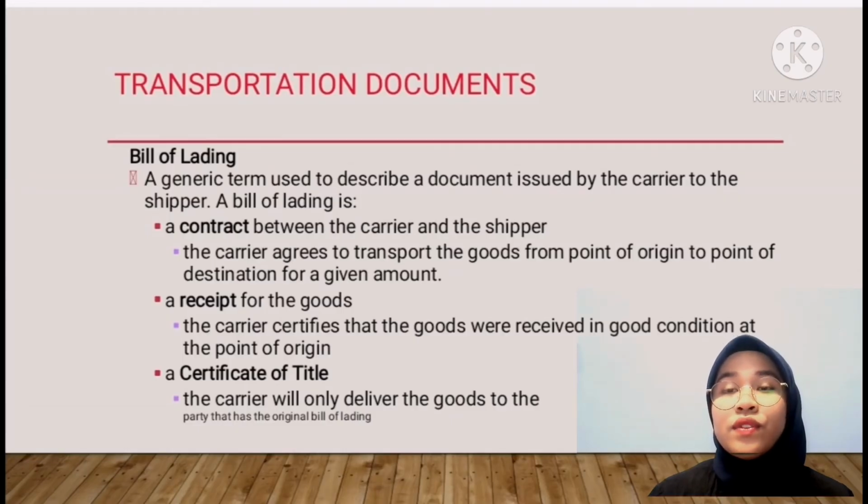So now let's move to transportation documents. A transportation document, such as a bill of lading, is a generic term used to describe a document issued by the carrier to the shipper. A bill of lading is a contract between the carrier and the shipper. The carrier agrees to transport the goods from the point of origin to the point of destination for a given amount. It is also a receipt and a certificate of title.